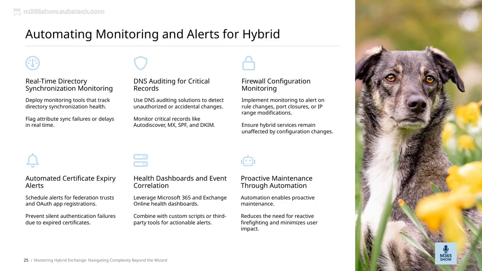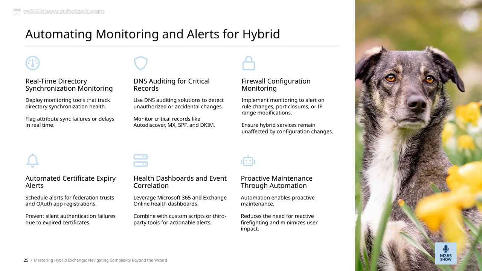Scheduling alerts for federation trusts and OAuth app registrations helps us catch issues like silent authentication failures caused by expired certificates. Addressing these proactively keeps access smooth and secure. Similarly, monitoring for certificate expiry ensures we're alerted before certificates expire, preventing unexpected authentication failures. Firewall configuration monitoring is also vital. Keeping an eye on rule changes, port closures, or IP range modifications helps us ensure that our hybrid services remain stable and unaffected by unintended changes.